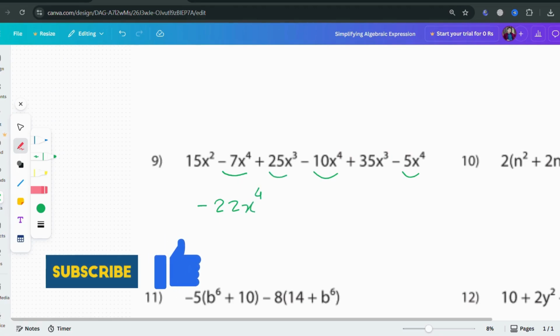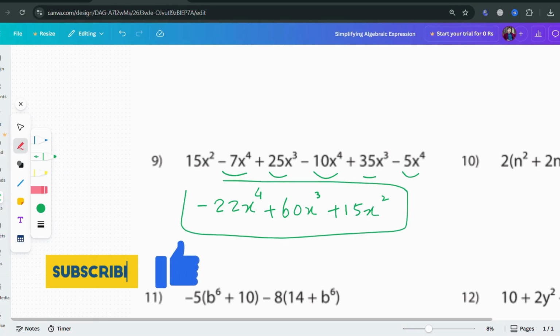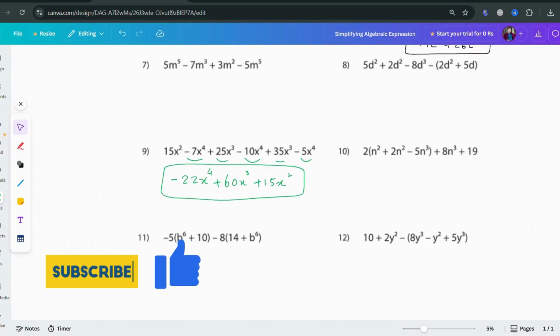Now after that, this one and this one, these two are the like terms. So 25 plus 35 gives me 60, plus 60 x to the power of 3. And after that, what is left? I'm left with this square only, so I'm going to just write it down that way, 15x square. So this is the most simplified version of it, and it cannot be simplified further after that.